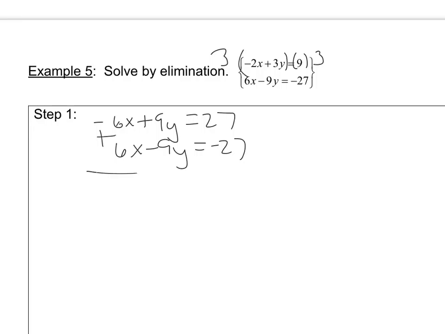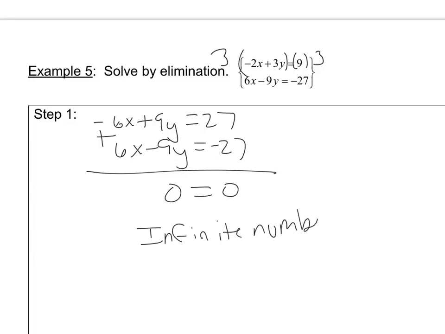Add these ones. Negative 6 plus 6, 0. 9 plus negative 9, 0. 27 plus negative 27, is 0 equal to 0? Yes. Then the answer is an infinite number of solutions, because they're the same line, okay?